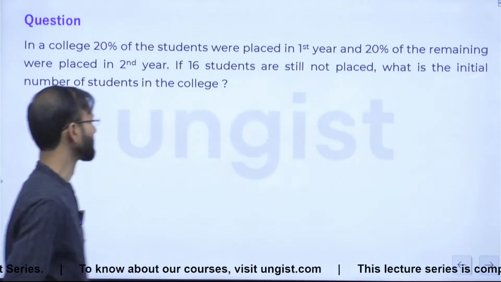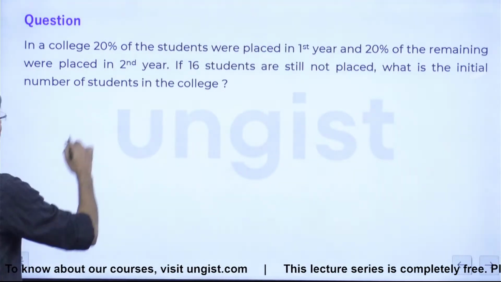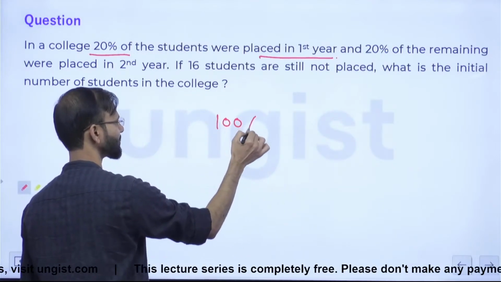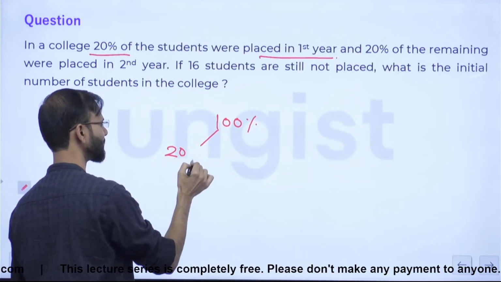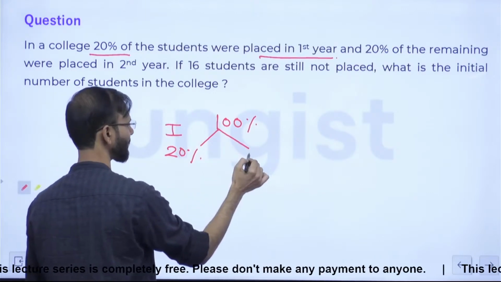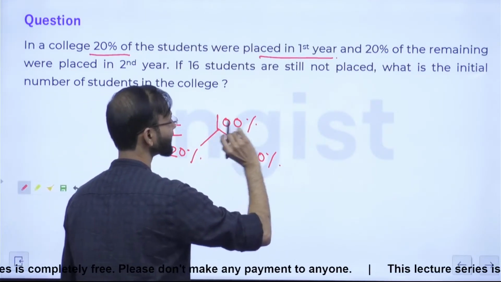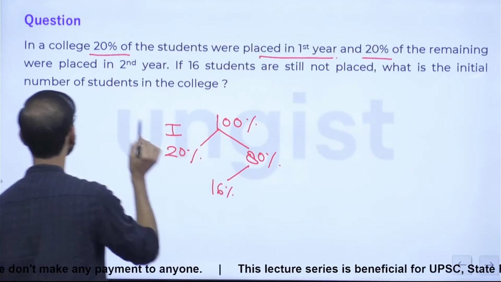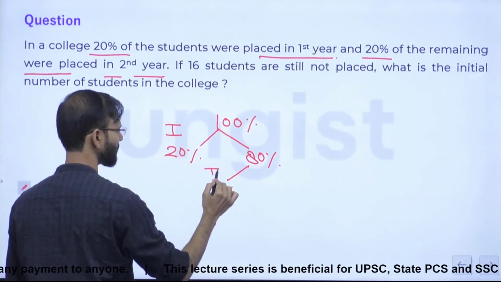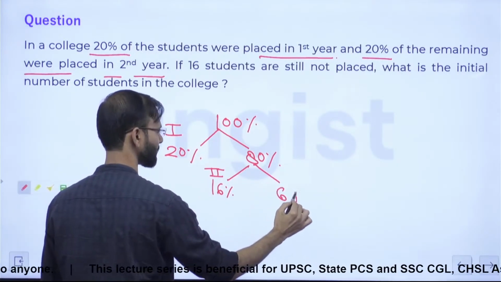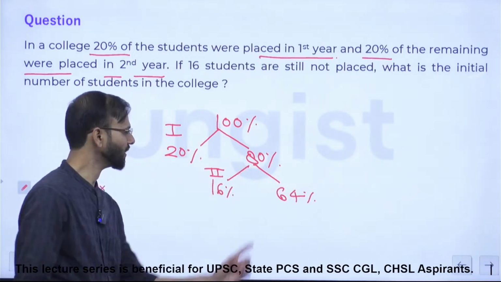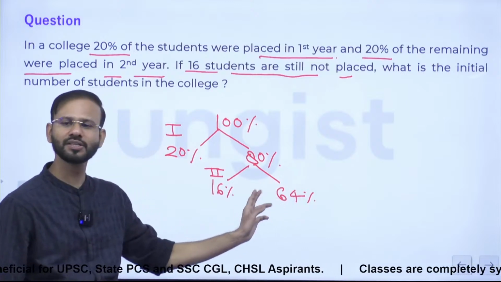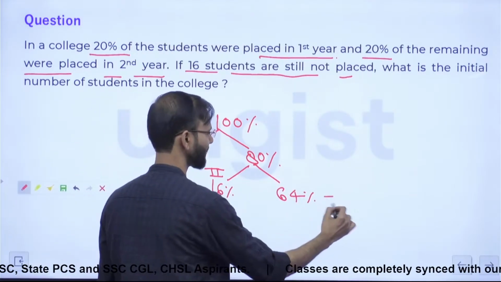16. See guys, the question says in a college, 20% of the students were placed in the first year. Let's say initially 100% of students took admission, and 20% were placed in the first year. Now 80% is left. The question says 20% of the remaining, which is 16, were placed in the second year. Now what is left? 80 minus 16, which is 64. So if 16 students are still not placed, this 64% is equal to 16. What is the relationship?